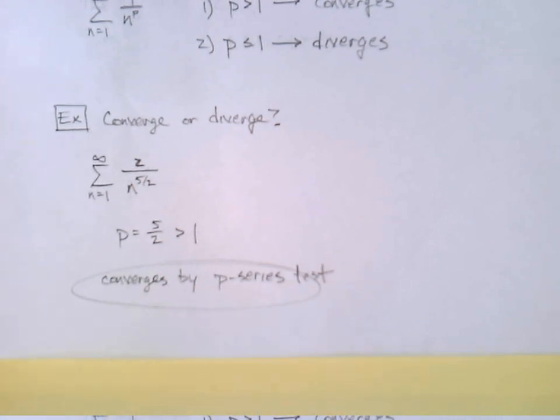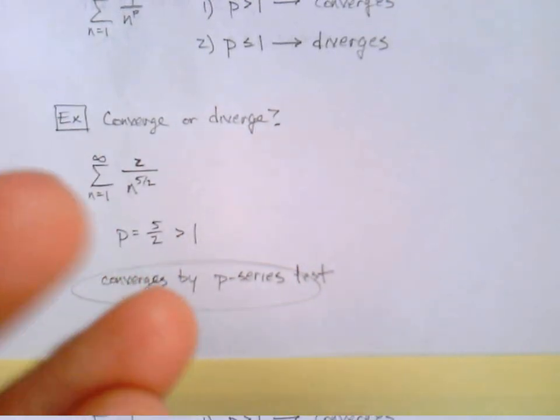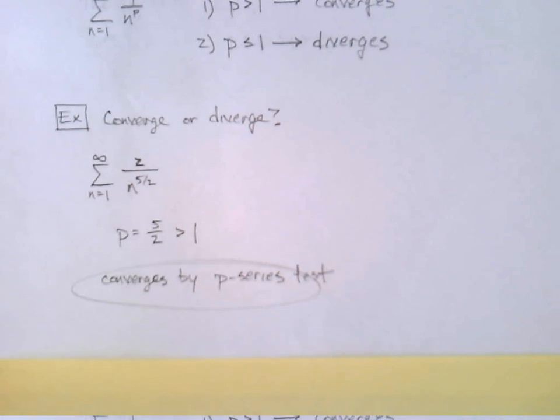Hey, at this point, we know 5 tests: geometric, divergence, telescoping series, integral test, and now p-series test. That's the end of 11.3.